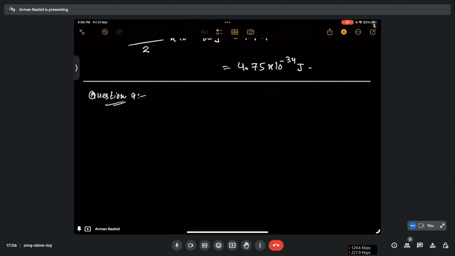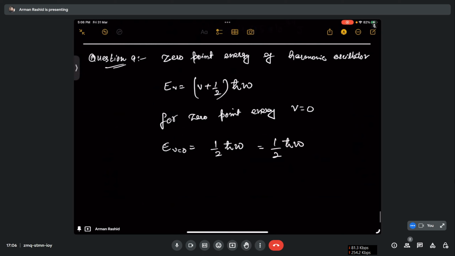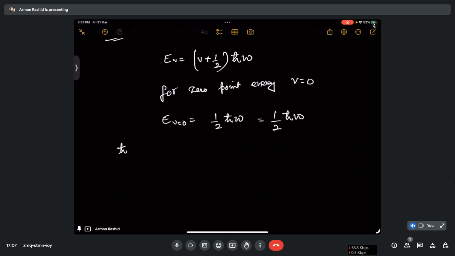Let us go to question 9. Okay, so we have to calculate the zero-point energy of the harmonic oscillator. We know that the energy of a harmonic oscillator is (v + 1/2) h cut omega. Now for zero-point energy, v should be 0, so E for v equal to 0 will be given by 1/2 h cut omega. So this is our value. Now this h cut value is given by 1.055 into 10 to the power minus 34 joule second.